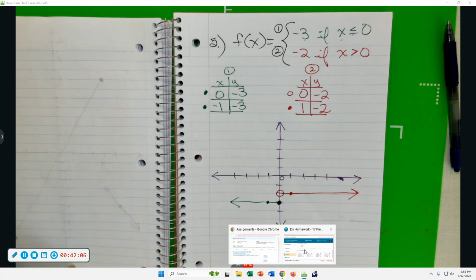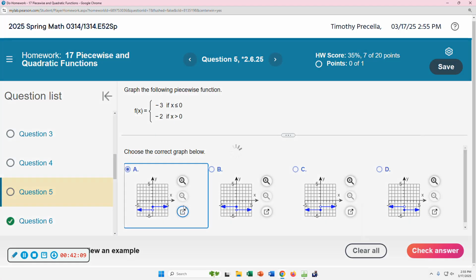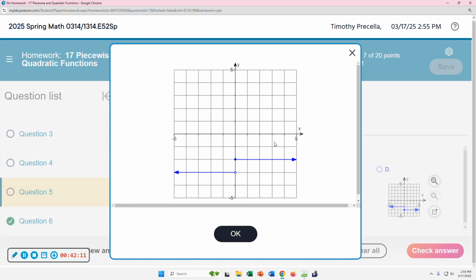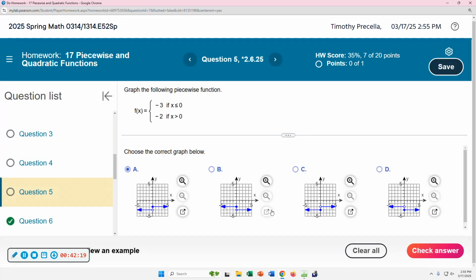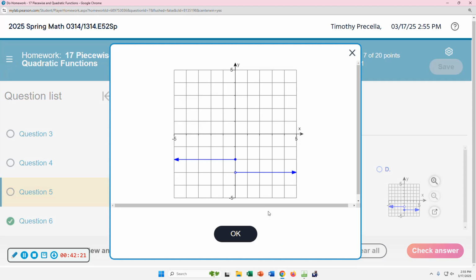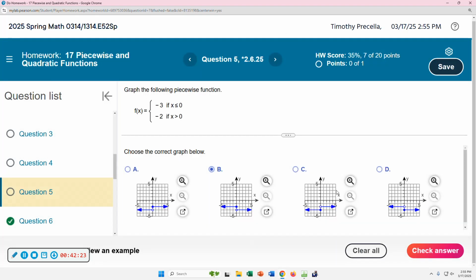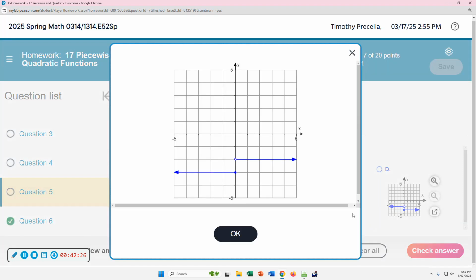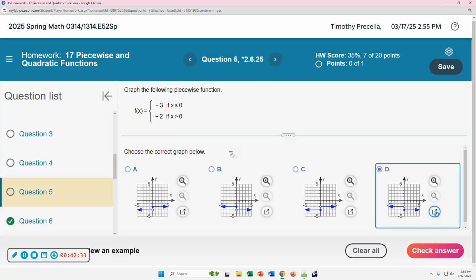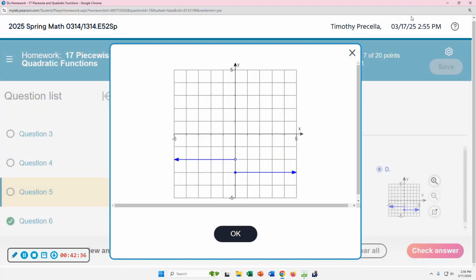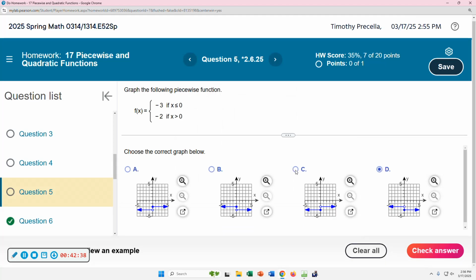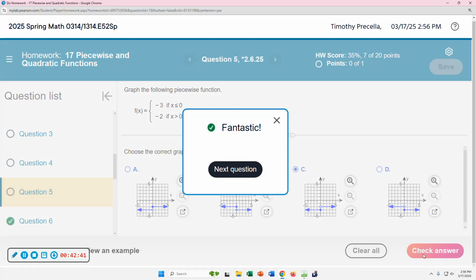Let's look at the possibilities. A. Oh, I thought that was it, but what's wrong? The open circle. They've reversed the open and close, so you got to be careful. Is it B? No, clearly not. C? I think that's it. It's open on the top piece, closed on the bottom piece. D, clearly not. So I agree with response C. Any questions there?